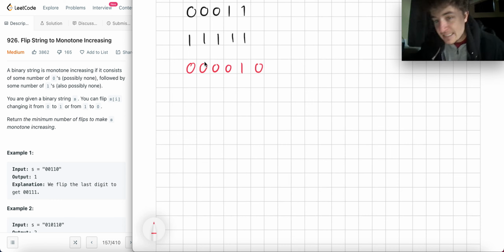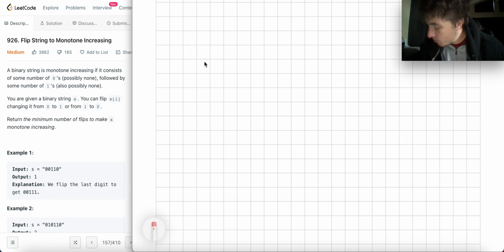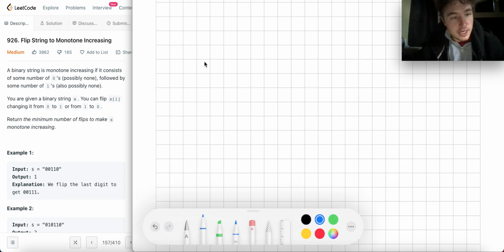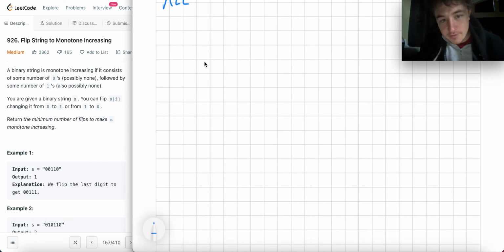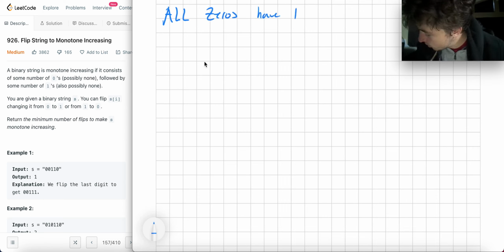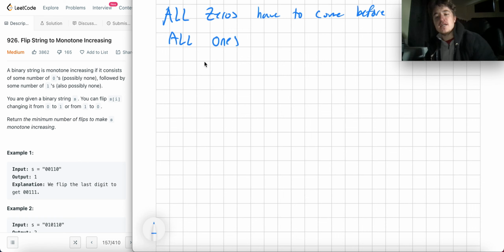And just like this said, the zeros have to come before the ones. So I guess the first observation, the most important thing to think about when you think about what it means to be a monotone increasing string, is that all the zeros have to come before all ones, right? That's always the case. All zeros before all ones. If that's the case, then you have a monotone increasing string.